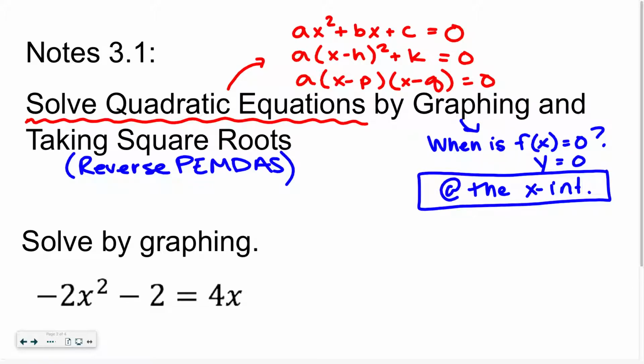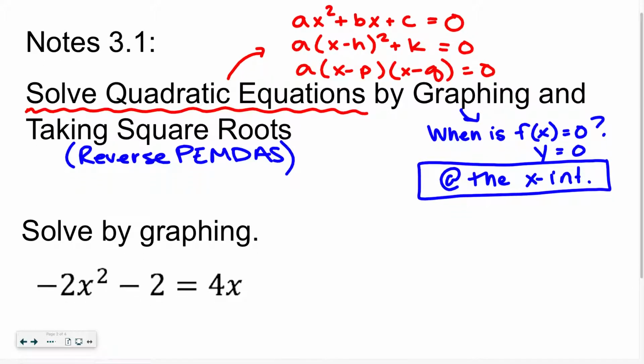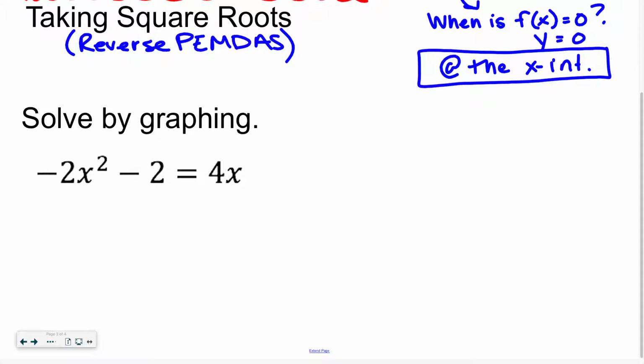So we're going to solve this one by graphing. Negative 2x squared minus 2 equals 4x. Now notice that this one isn't set equal to 0, right? Generally, depending on the form, if it's ax squared plus bx plus c, then I'm going to want it set equal to 0. So you could take your pick. Do you want to subtract 4x from both sides? Do you want to add 2x squared and add 2?